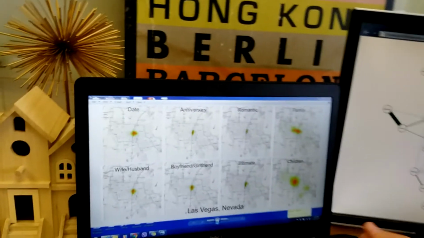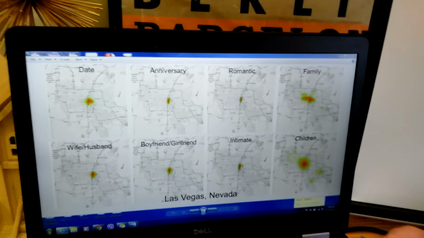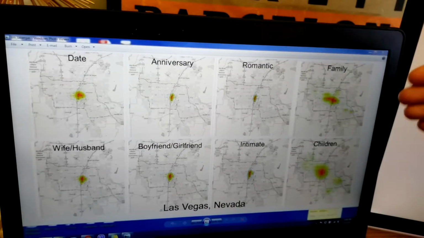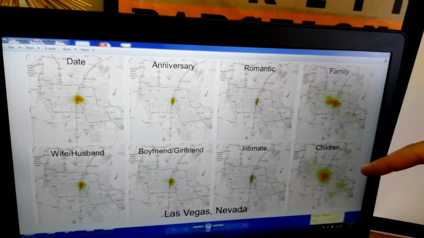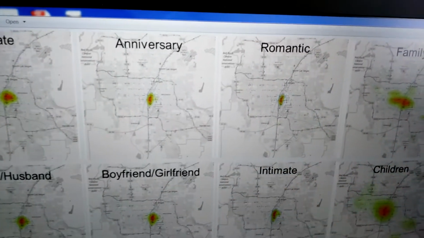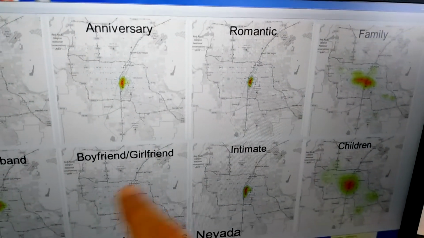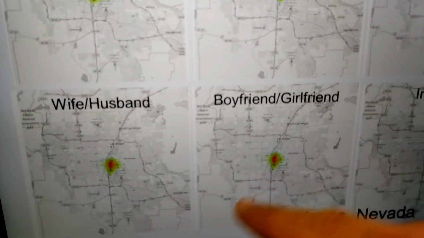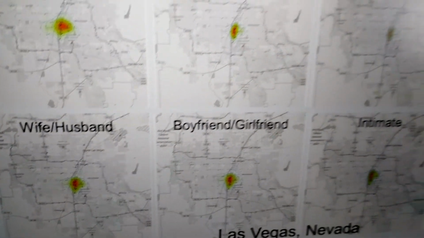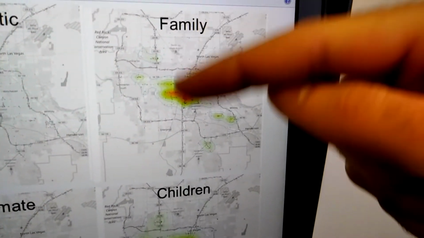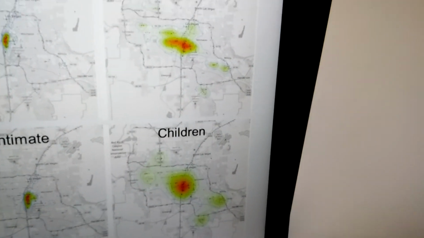We also created some maps of different groups and different qualities. This is the map of Las Vegas, and we can see here like the anniversary factors, the boyfriend, girlfriend, for example, or the wife and husband, they're mostly focused in the strip itself. While as we move on to the children and families, we can see that they're more distributed across the city.